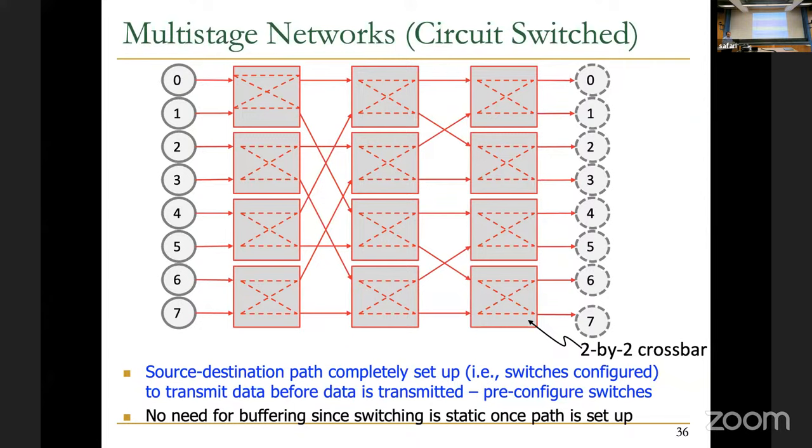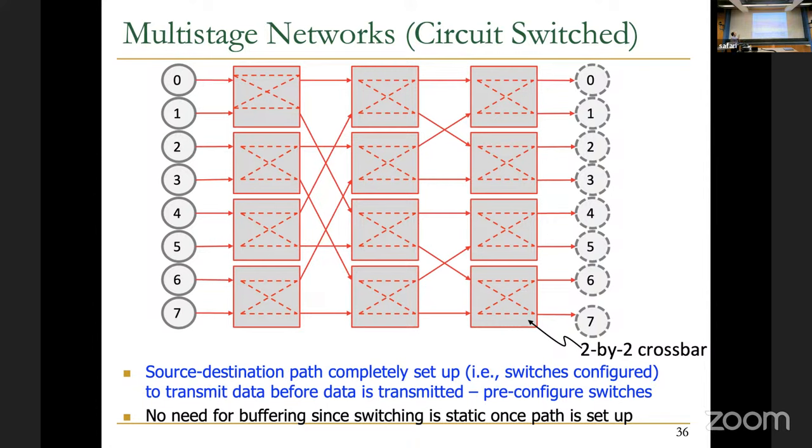So this network can be implemented as a circuit switch. We're going to learn about circuit switching and packet switching also today. But essentially in circuit switching, the source-destination path is completely set up, so all switches need to be configured before we initiate the communication.